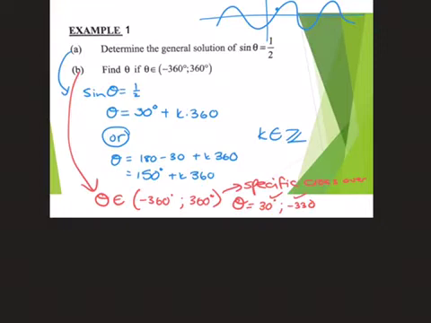Then we go to the 150. If I hop no 360s, so 0 times 360, I'm going to get 150, which fits between this given restriction of negative 360 to 360. So that one works. Now, if I were to take 150 and add 360, I get 510. So I can't hop forwards. Let's try hopping backwards. I get negative 210. That works. So we have 4 answers that work for where the sine graph cuts the line a half.